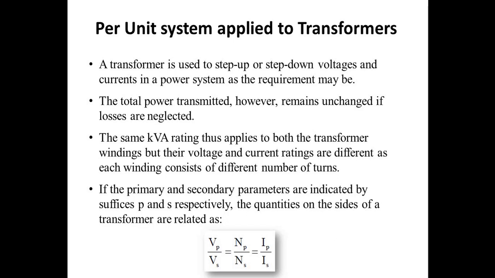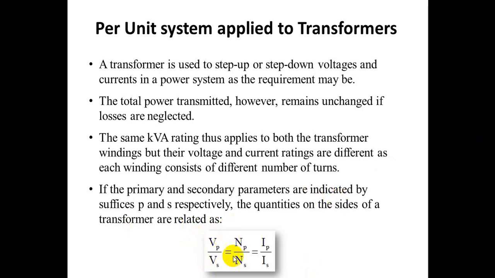But it's quite obvious that the voltage and current parameters are different on both sides of the transformer. Voltage will be different, current will be different, but the power on both sides will be equal. And the same kVA rating applies to both the transformer windings. And if the primary and secondary parameters are indicated by the suffixes P and S respectively, then we have the quantities on both sides of the transformer, as this is the general formula that is applicable.